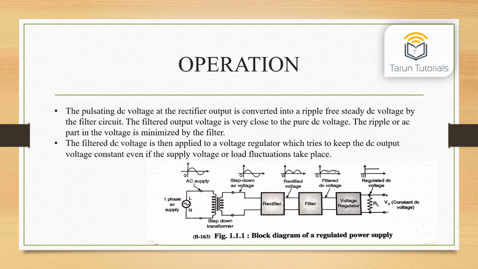The pulsating DC voltage at the rectifier output is converted into a ripple-free steady DC voltage by the filter circuit. The filtered output voltage is very close to the pure DC voltage. The ripple or AC part in the voltage is minimized by the filter. The filtered DC voltage is then applied to a voltage regulator which tries to keep the DC output voltage constant, even if the supply voltage or load fluctuation takes place.